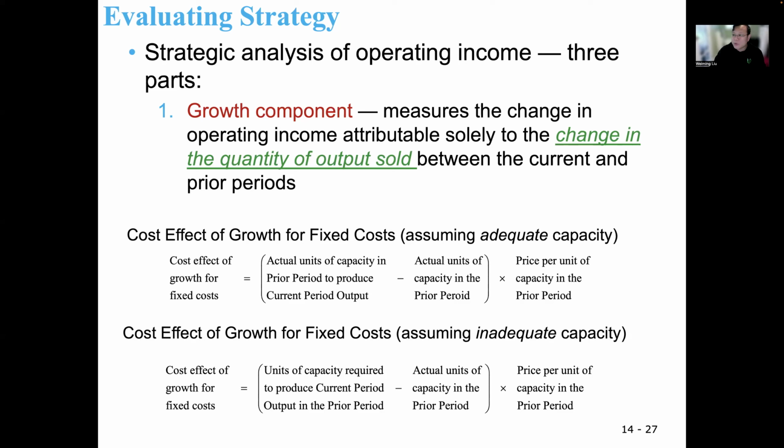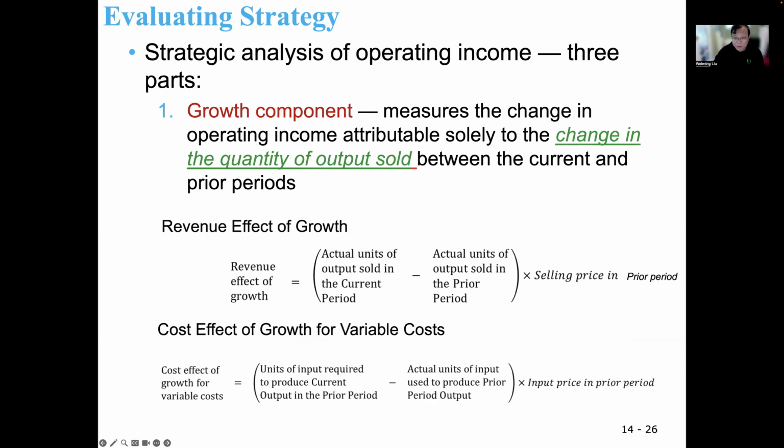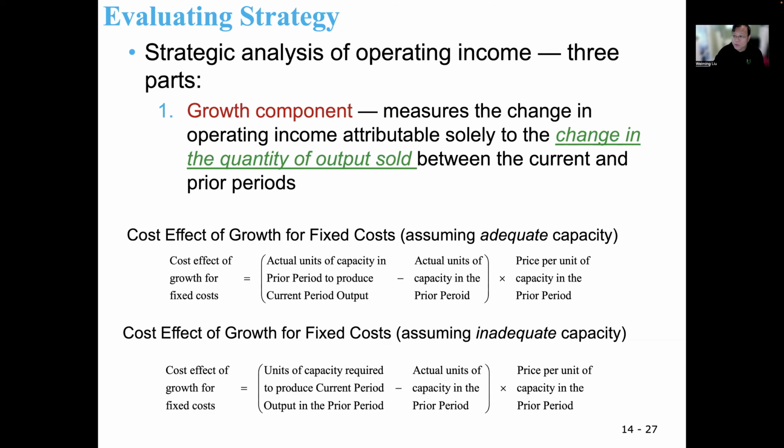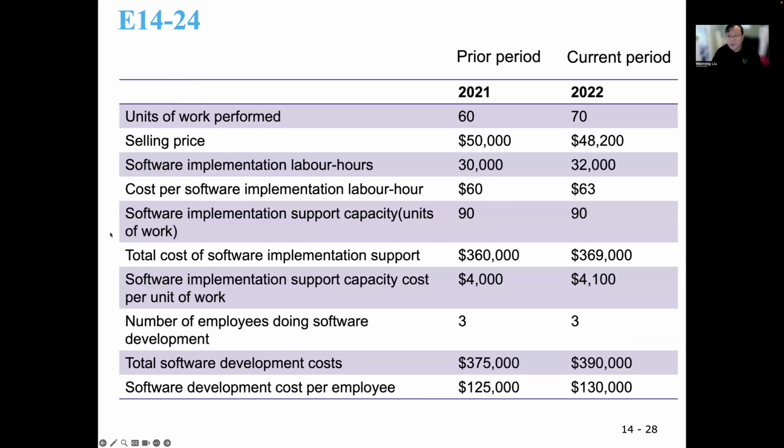As we know, fixed cost is related to the capacity. The higher the fixed cost, the more capacity you have. So if we assume there is adequate capacity, you're going to use this formula. If there's inadequate capacity, you use a different formula. I will go through the formulas once we go through the example.